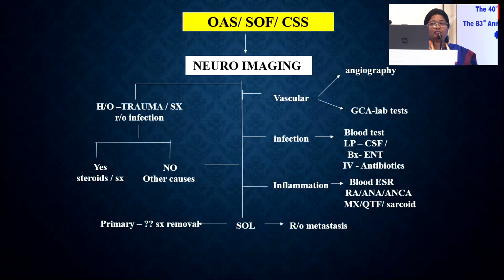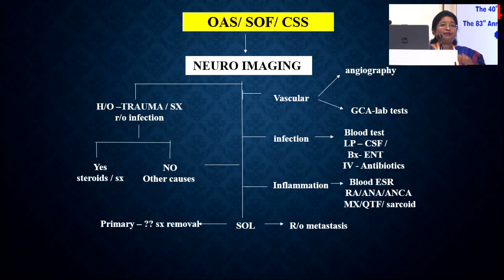So this is the algorithm that we follow for the orbital apex. The first thing is to go ahead and get imaging simultaneously, and if there is a history of trauma or surgery, rule out an infection, because the next step is to plan for steroid therapy. And if there is no possibility of infection, you can move on with steroids. And if it's a mass, it might be a space occupying primary lesion or a METS. And if it's vascular, perform an angio.